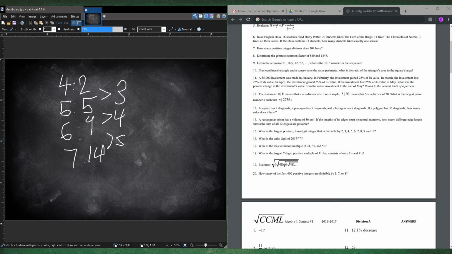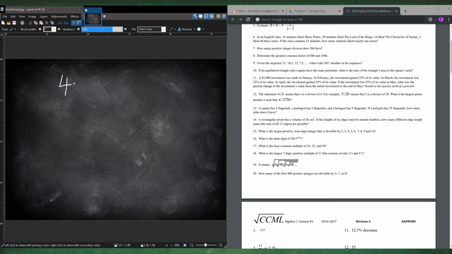You can make a regression out of this if you have the points. So it's just (4, 2), (5, 5), (6, 4), and (7, 14). You can make a regression, get an equation, and plug in, and you find that y is equal to 35. You can also do that.